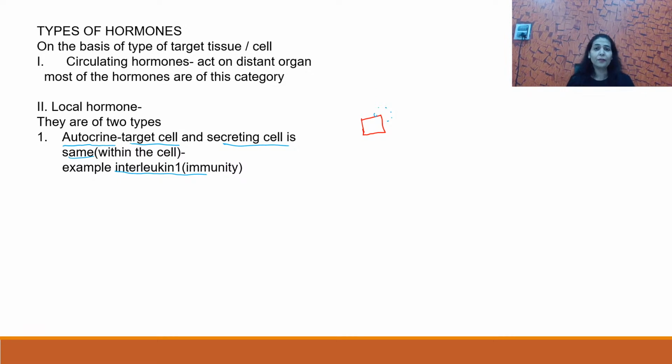Interleukins are released by virus infected cells. So they not only spread the message to the adjoining cell, but also somehow try to protect this cell also. Such a hormone is known as autocrine, and the gland or the cell is known as autocrine cell. The hormone is produced by the cell and it is used up by the same cell. A very important example is interleukin.